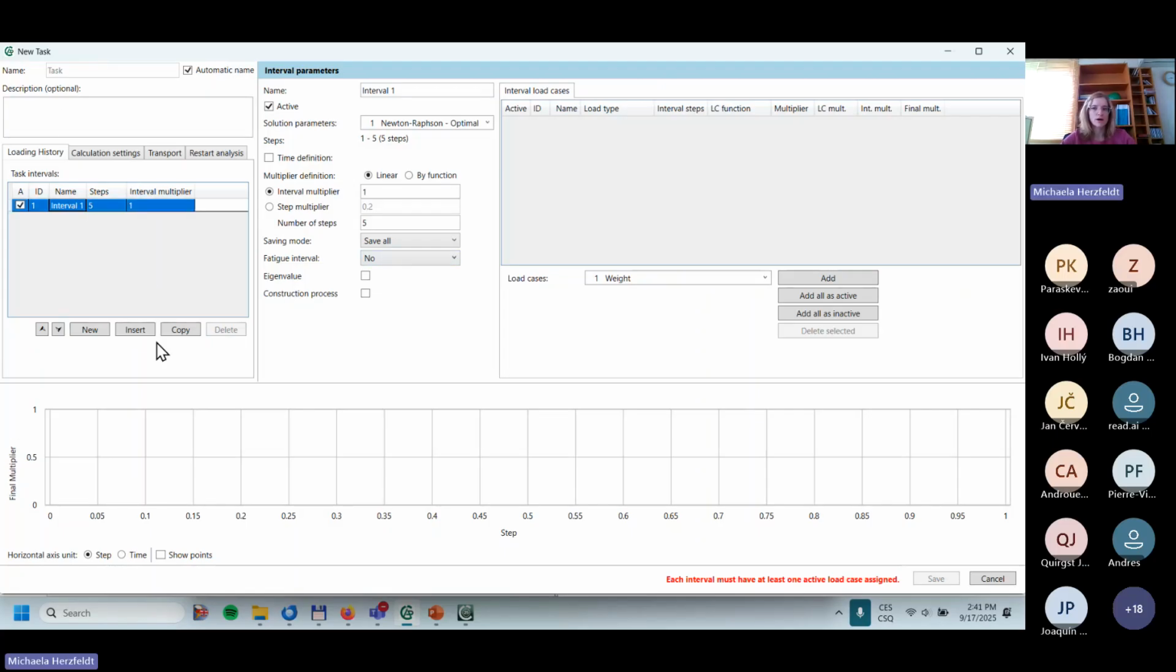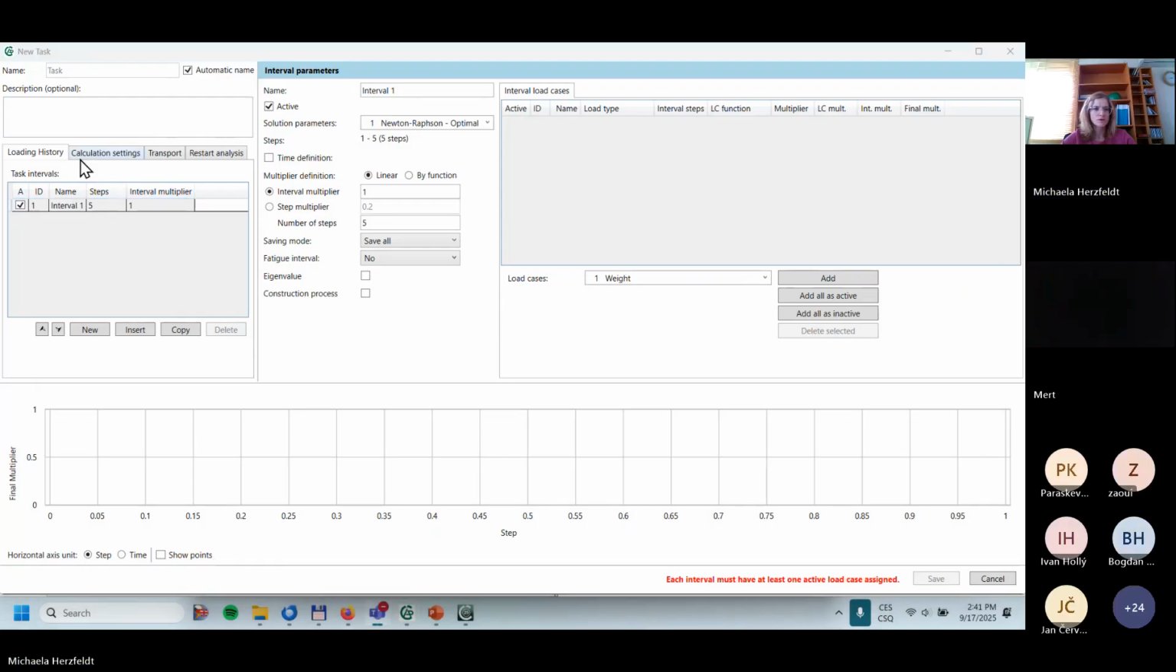So I will define the loading history in 4 intervals. The first one, typically, is self-weight. We will apply the self-weight in 10 steps. The self-weight load that is defined in the boundary conditions is already 100%, so we don't need to multiply it more. We will just divide it into 10 steps.